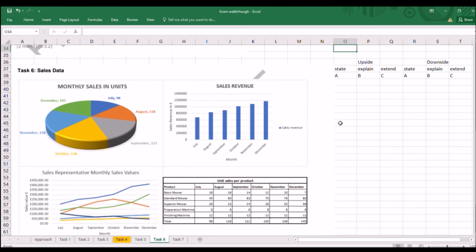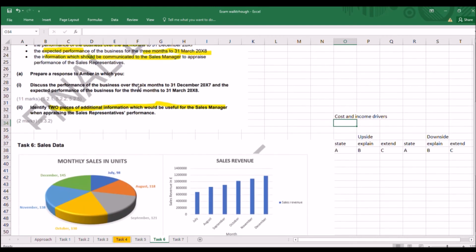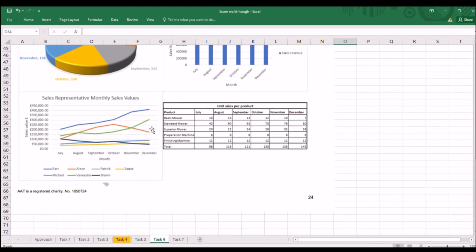Now let's extend it even further then. Well, what have we got? Discuss the performance over the 6 months, expected performance over the 3 months. So we can extend it in terms of what's going on with our staff members here. We've got 2 people here who are doing more sales than all the rest of our sales team put together, and it's not about the product that they're selling, because they all sell different products, it's about the customers, how much they're selling to each customer.